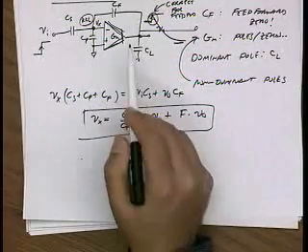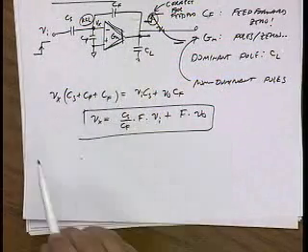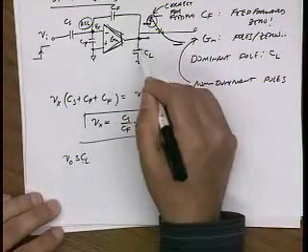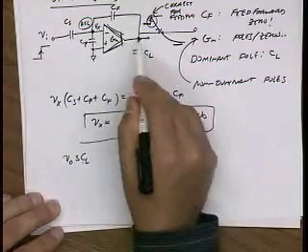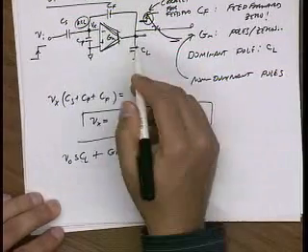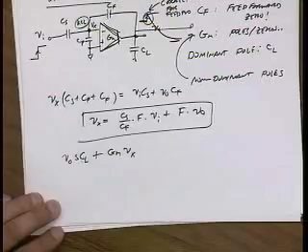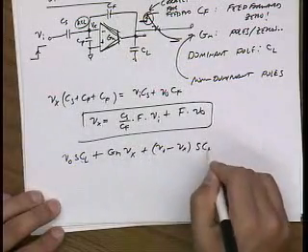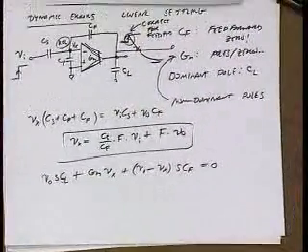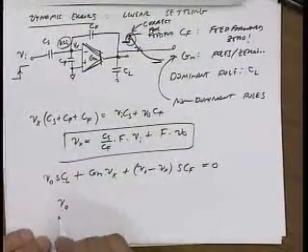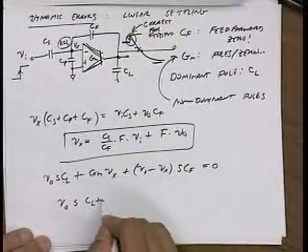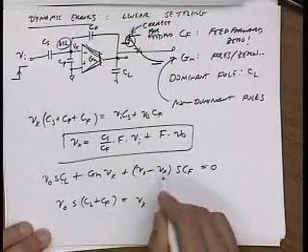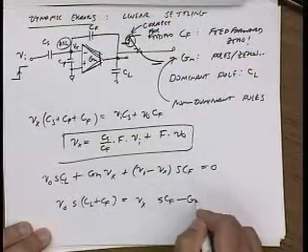Now on the output, things are a little bit different because I have this transconductance. So on the output, I have the current through this load capacitance plus the current through this GM, which is a function of Vx, plus the feedback current, which is (Vout minus Vx) sCF. In other words, grouping terms here, Vout times (CL plus CF) is equal to Vx times (sCF minus GM).